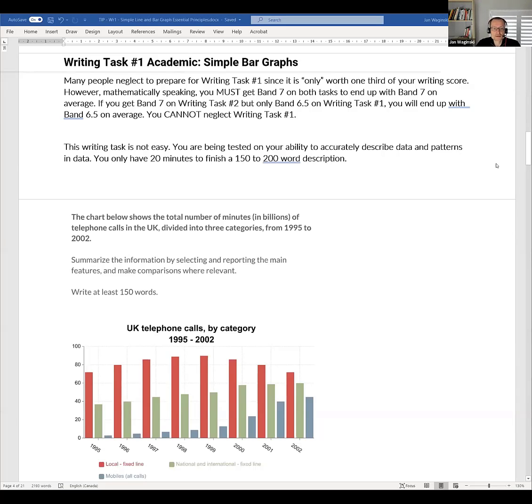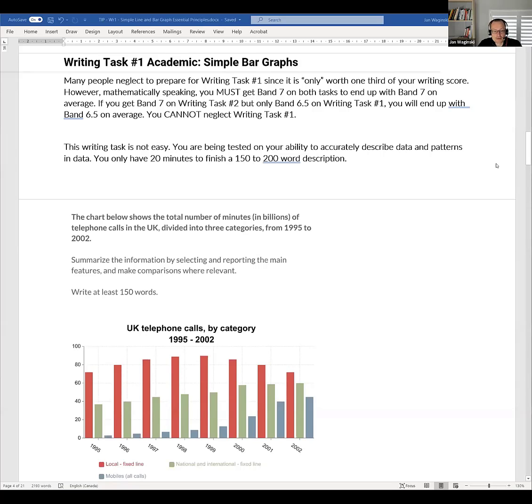All right, so let's talk about writing task 1 academic, simple bar graphs. I just want to start off by saying that a lot of people don't spend enough time preparing for writing task 1 because it's worth less than writing task 2. Writing task 1 is 1/3 of your writing score, writing task 2 is 2/3. You have 20 minutes for writing task 1, you need 40 minutes for writing task 2.